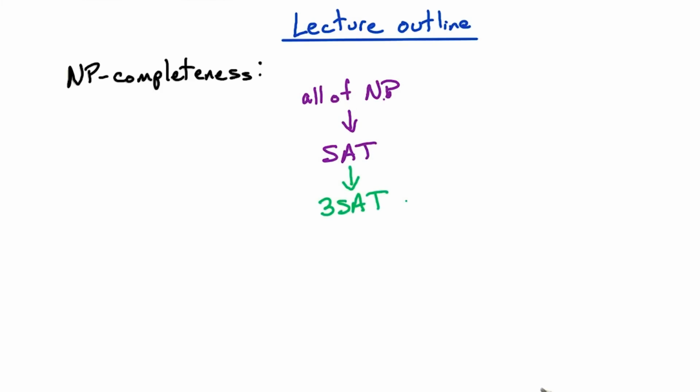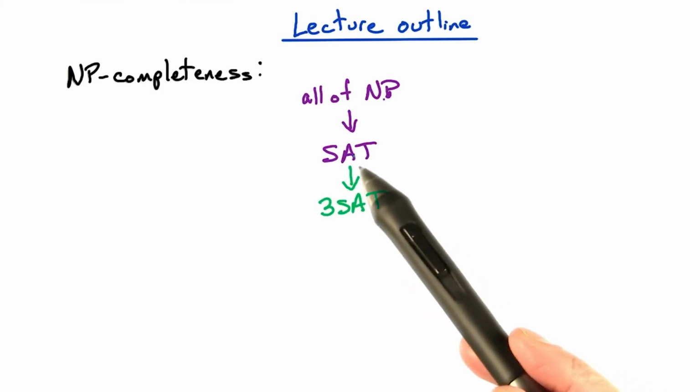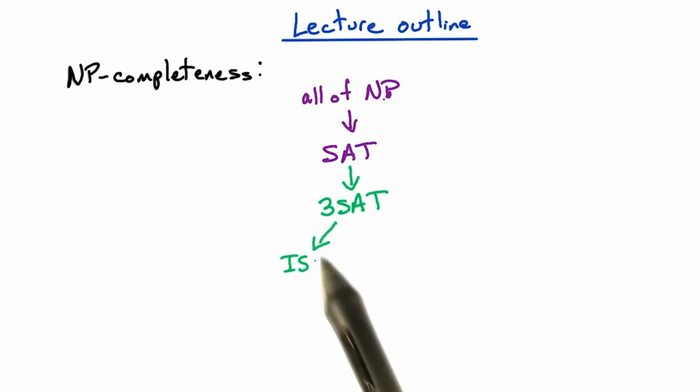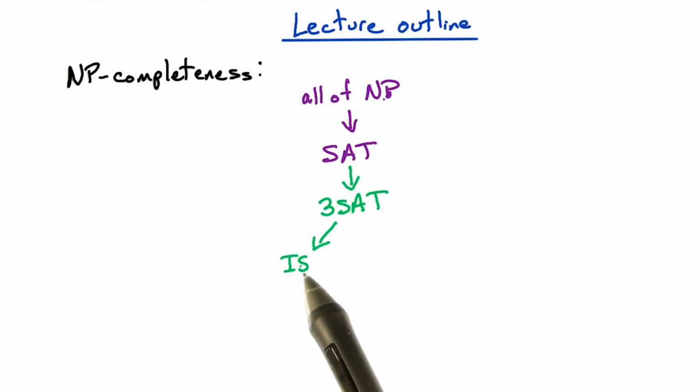Then we saw that 3SAT is NP-complete. This involved a reduction from SAT to 3SAT. Then we proved that the independent set problem is NP-complete. This involved a reduction from 3SAT to the independent set problem.